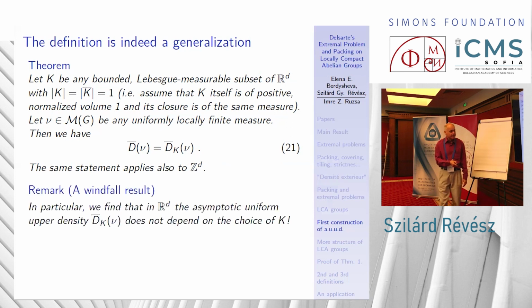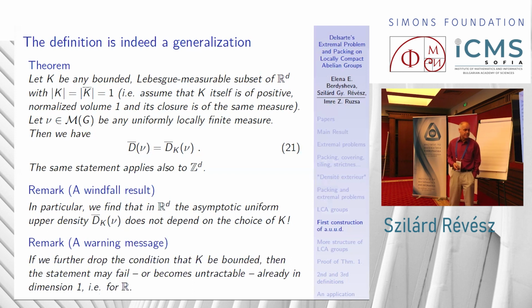And there is already a nice corollary, a windfall result. It proves, without any epsilon calculus and the bothersome work of Landau, that for all k, the definitions in R^d are equivalent, because all are equal to the locally compact Abelian construction. Okay?